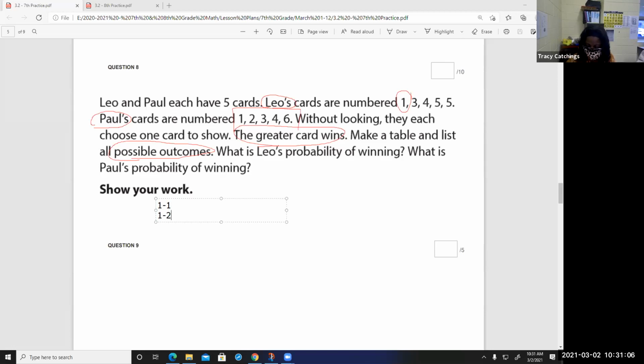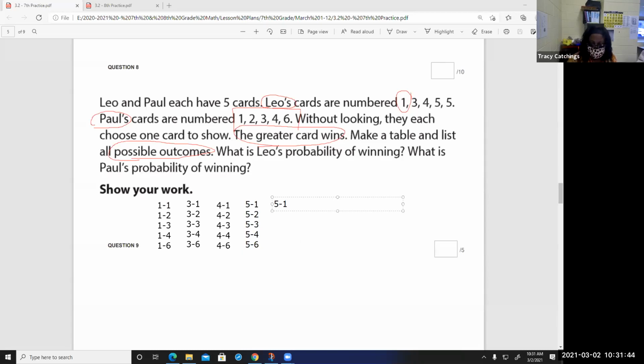So we got 1, 1, 1, 2, 1, 3, 1, 4, 1, 6. Good. Now I'm Leo, and now I got 3. Good. 3, 1. All right, keep going. 4, 1, 4, 2, 4, 3, 4, 4, 4, 6. Good job. Keep going. 5, 1, 5, 2, 5, 3, 5, 4, 5, 6. And the same, and then the same.